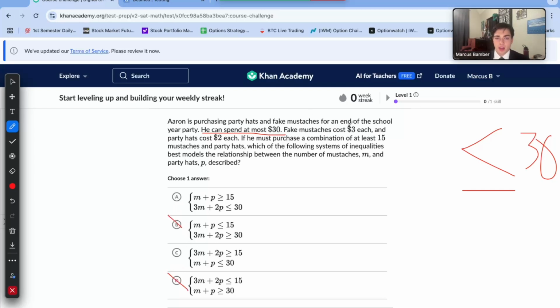And now fake mustaches cost $3 each. Party hats $2 each. We must purchase a combination of at least 15. Both answer choices should say that at least is greater than or equal to, so we're not going to be able to eliminate based off of that. Which of the following means number of mustaches? 3, so that means 3 has to go with the M, and then party hats describe P has to go with the 2. 3 goes with the M, 2 goes with the P. That happens with both of these. Now we have to determine basically how we're going to work this out. Dollars should all go in the same inequality. So 2, 3, and 30 should all be on the same inequality.